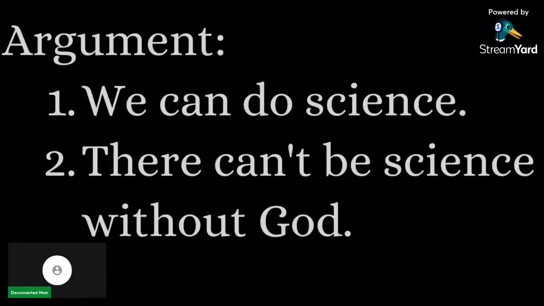So how do you prove that God is real? Because we know that there is morality and there could not be morality without God. Well, that's an assertion, but you haven't demonstrated that because you had no proof. The second argument that we know that God exists is that we can do science, and you can't do science without God. Okay, let's talk about this one.